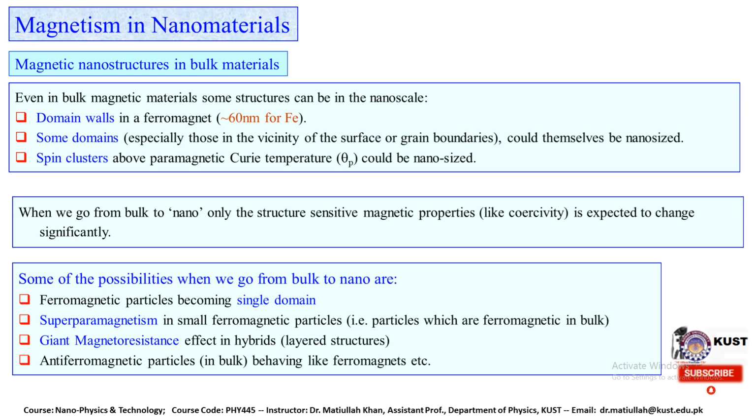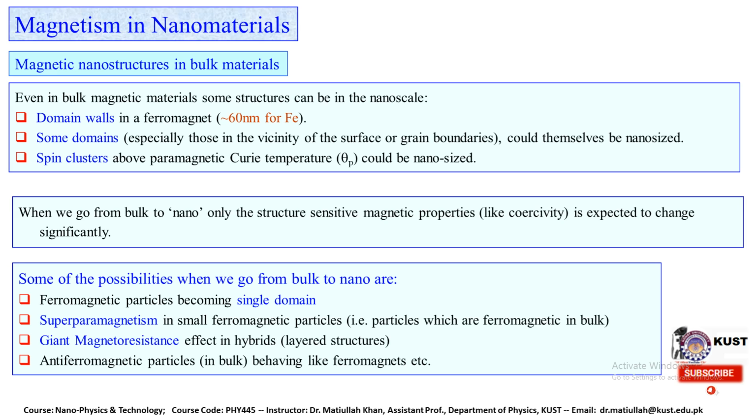Some domain walls, especially those in the vicinity of the surface or grain boundaries, could themselves be in nano size. Spin clusters are also in nano size, and that is above the paramagnetic Curie temperature. That is also in the nanoscale. So when we go from bulk to nano, only the structure-sensitive magnetic property like coercivity is expected to change significantly.